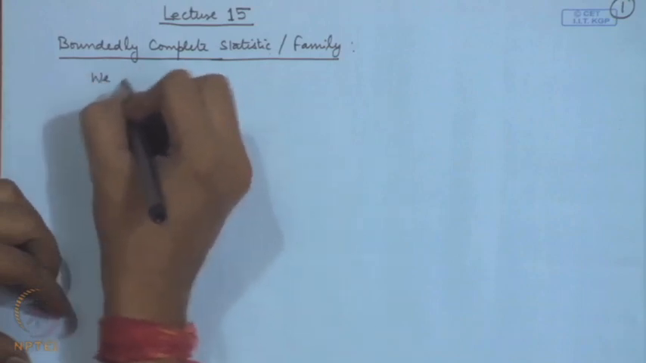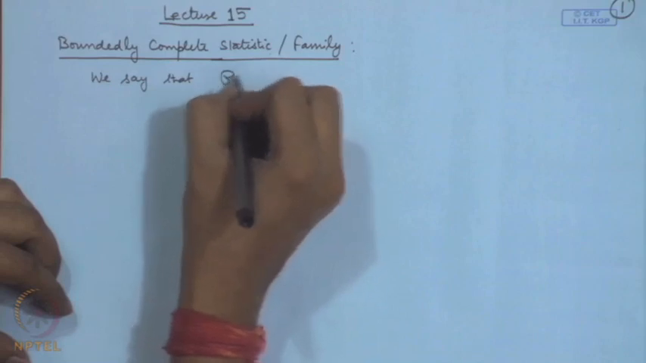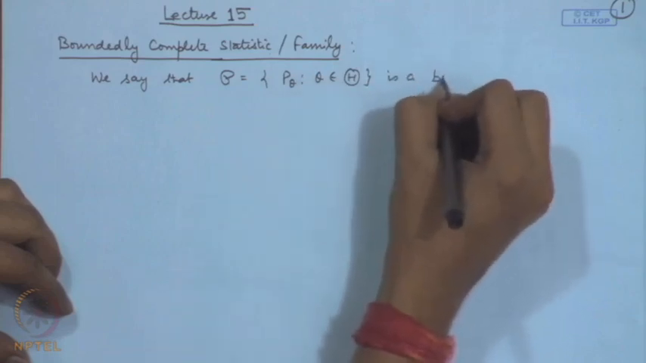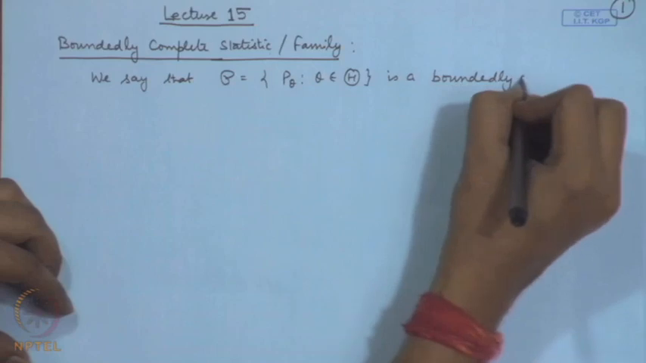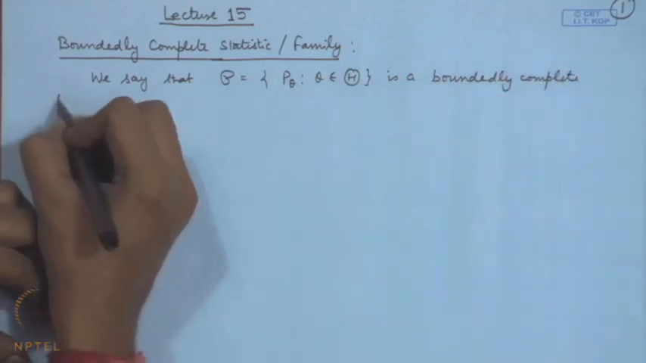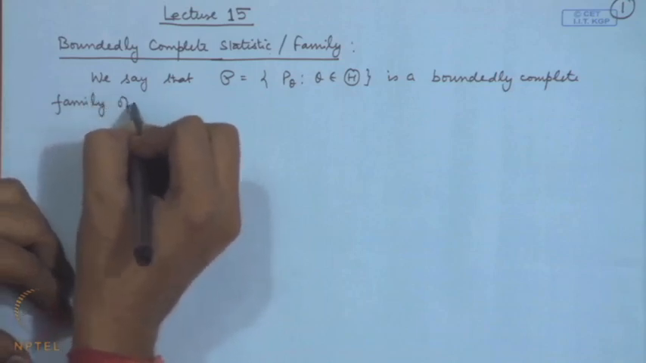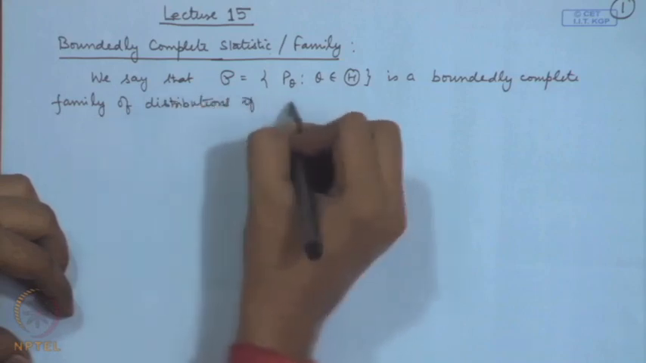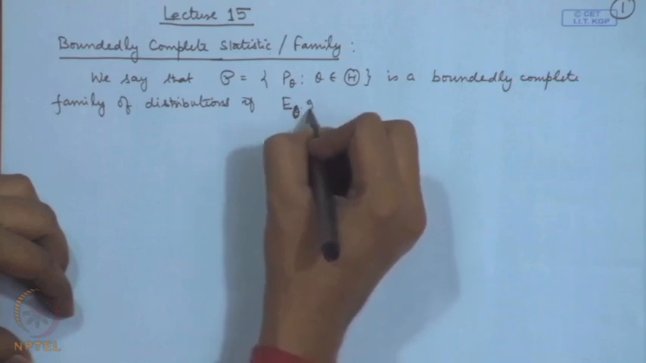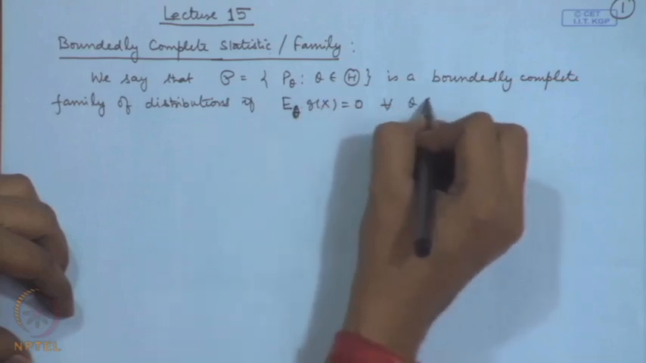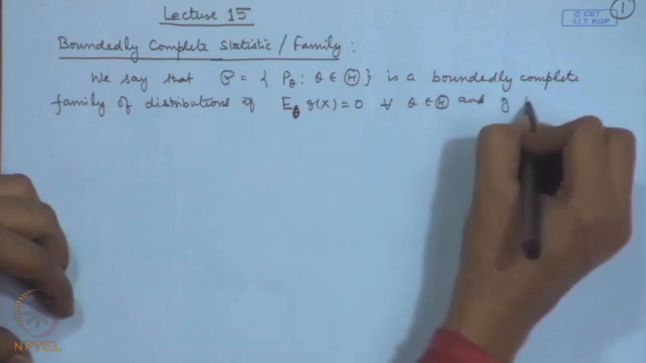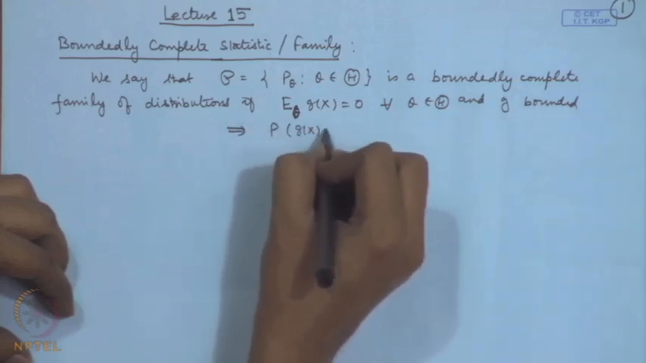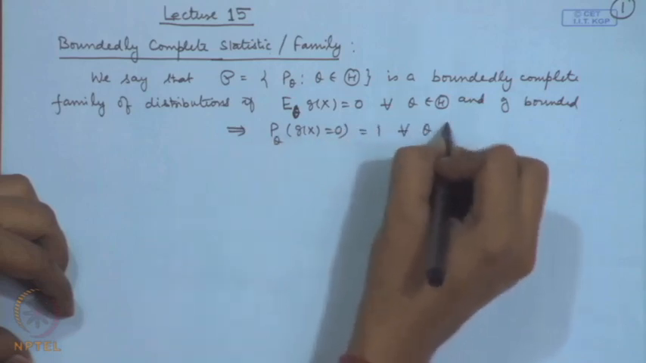So, we say that P = P_theta is a boundedly complete family of distributions if expectation of g(X) is equal to 0 for all theta and g bounded implies that probability of g(X) equal to 0 is 1 for all theta.